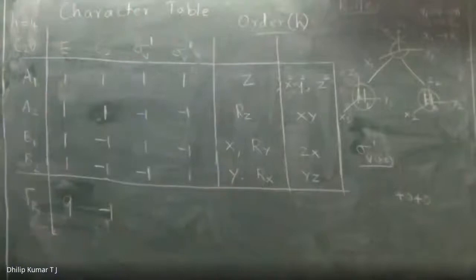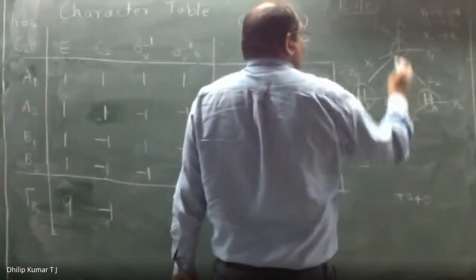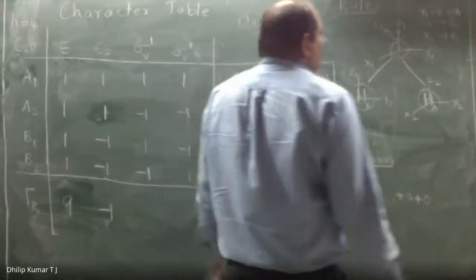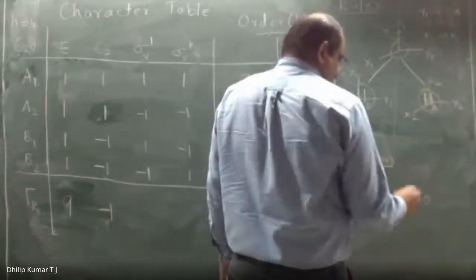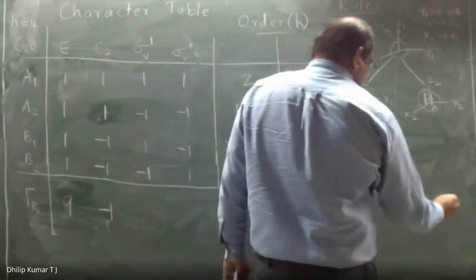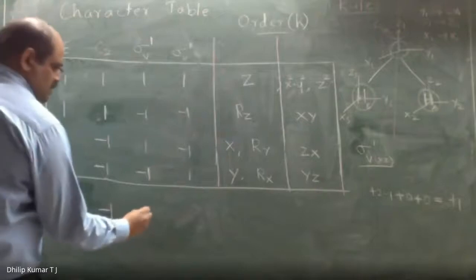If you cut the molecule into two by a plane, so place a plane here, Y1 goes to -Y1, X1 remains as X1, Z1 remains as Z1. So if you add it up, 2 positive, 1 negative, so it's +2 -1, so it is going to be +1 for sigma V prime.